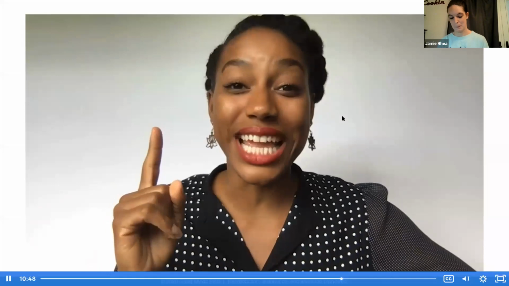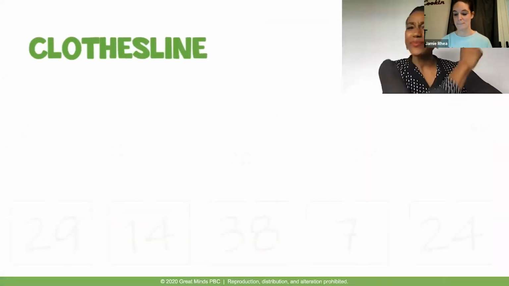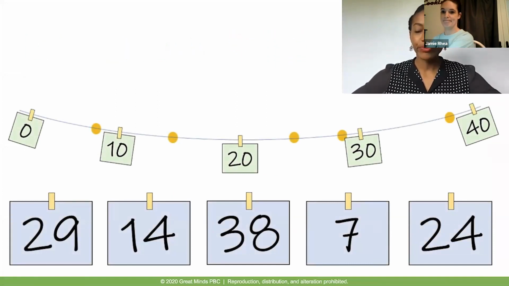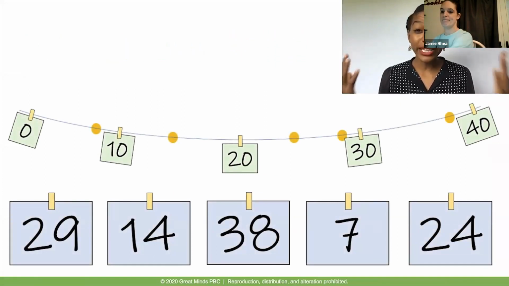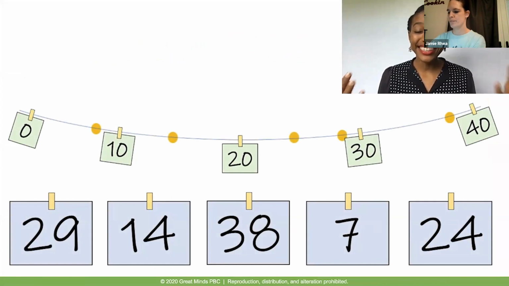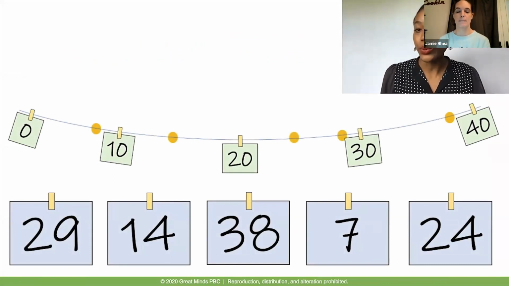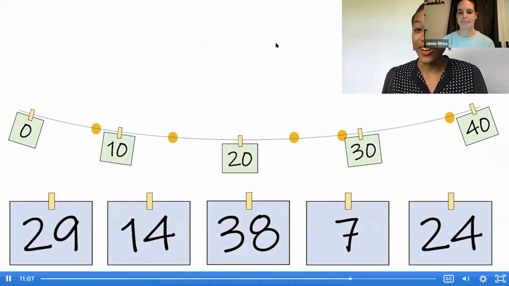Let's go and play a game called Clothesline Math. Mathematicians, do you see all those numbers in blue? They fell off my clothesline. Oh no. There's a bunch of dots on the line that shows where they used to be. You are going to help me put the numbers back where they belong.